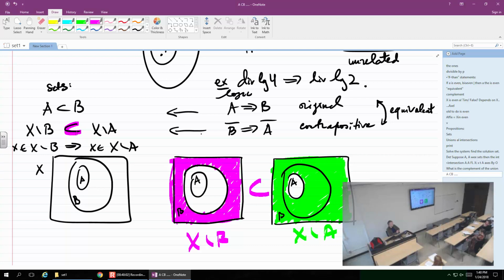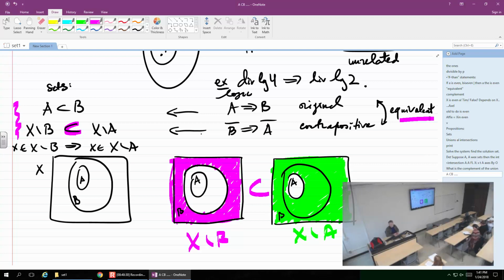The inclusion reverses when we do contrapositive. It's the same statement. These two are the same. Once again, these were two equivalent statements. These are also equivalent: A is a subset of B, and the complement of B is a subset of the complement of A. It is the same statement. Okay, and that's what the picture demonstrates.